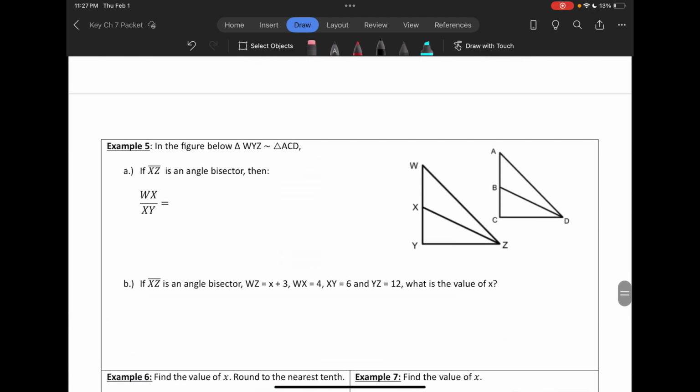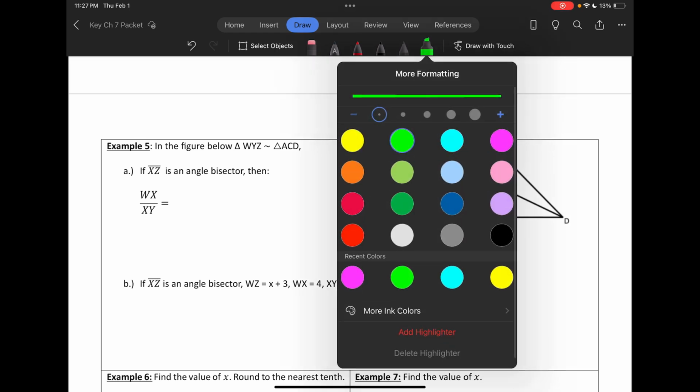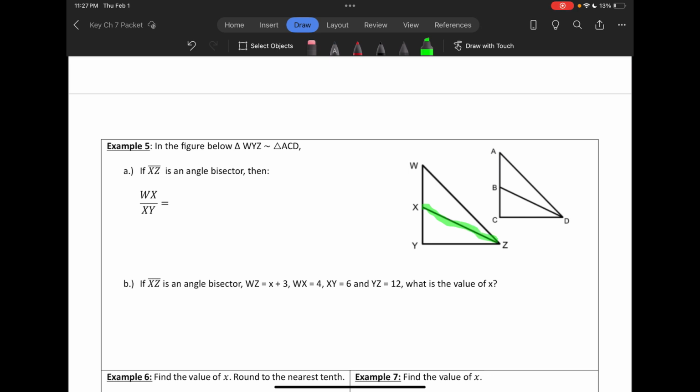So for example 5, it says in the figure below, WYZ is similar to ACD. So if XZ is an angle bisector, then if these guys are similar, that would imply that BD is an angle bisector as well, at least if these are similar. But for right now, for this section, we're just talking about XZ. So we're just going to be focusing on this triangle right here.